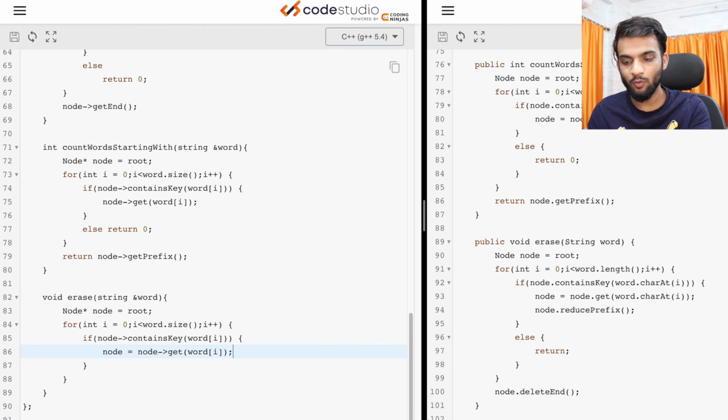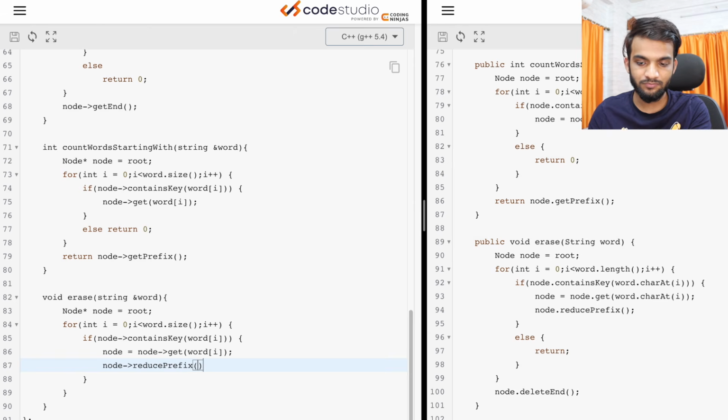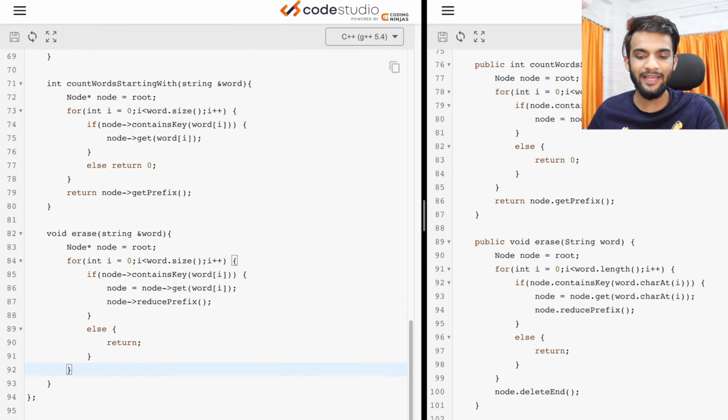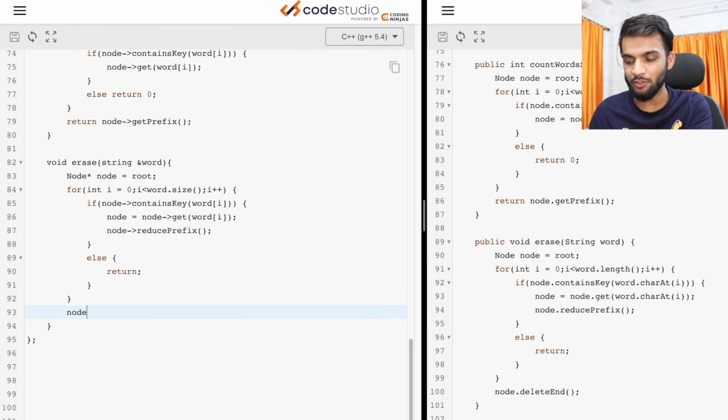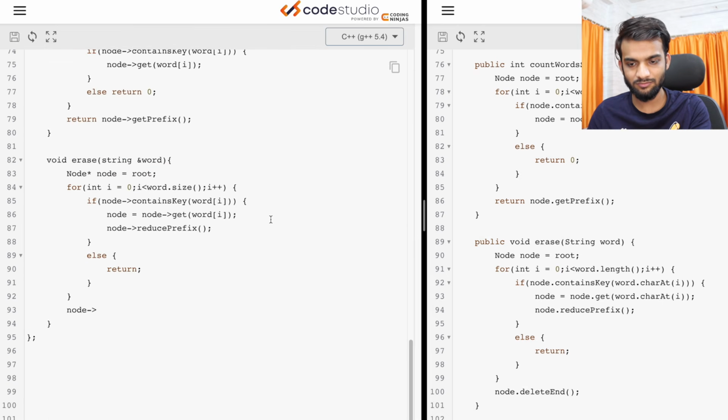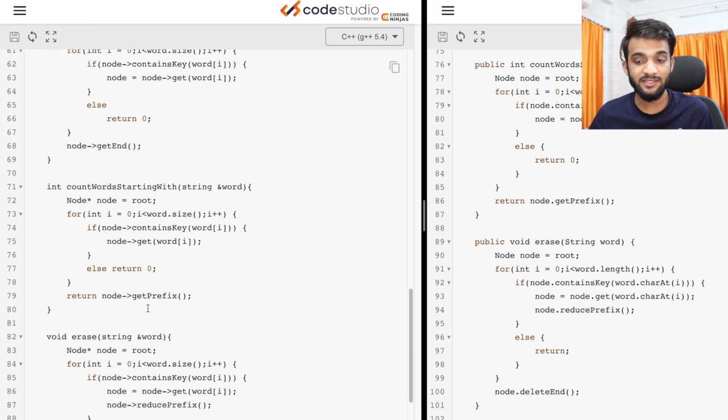Once I'm at the trie, can I say reduce prefix? Yes, I can. But if I do not find it, that means this word does not exist and I can return. And once I'm at the end, I also have to reduce the end, which is delete end. This is what I'll do: I'll go to the trie of the word I, reduce the prefix, and then delete it. This is how it goes. The complexity is simple enough. Big O of n, big O of the length of the word, big O of the length of whatever you are calling.